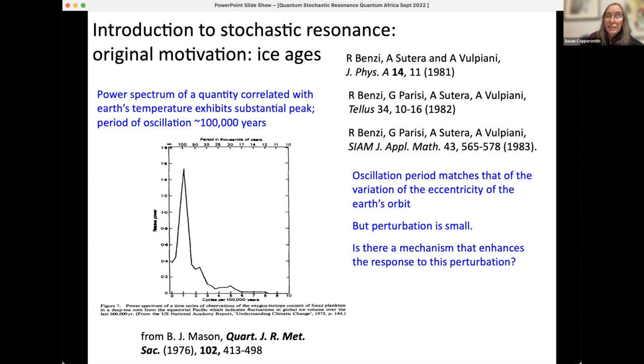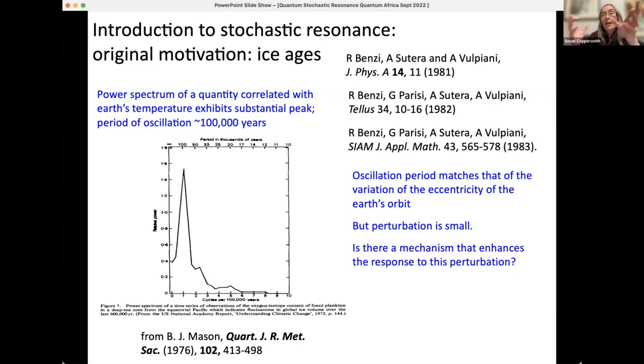And what they found is that there is an effect that occurs on the right time scale, which is the variation of the eccentricity of the Earth's orbit. As you know, the Earth's orbit around the sun isn't quite circular, it's an ellipse. And the eccentricity of that ellipse is affected by the presence of the other planets, mostly Jupiter. Jupiter's the biggest one. And so that eccentricity does vary, and the period is very close to 100,000 years. And they said, well, that's interesting.